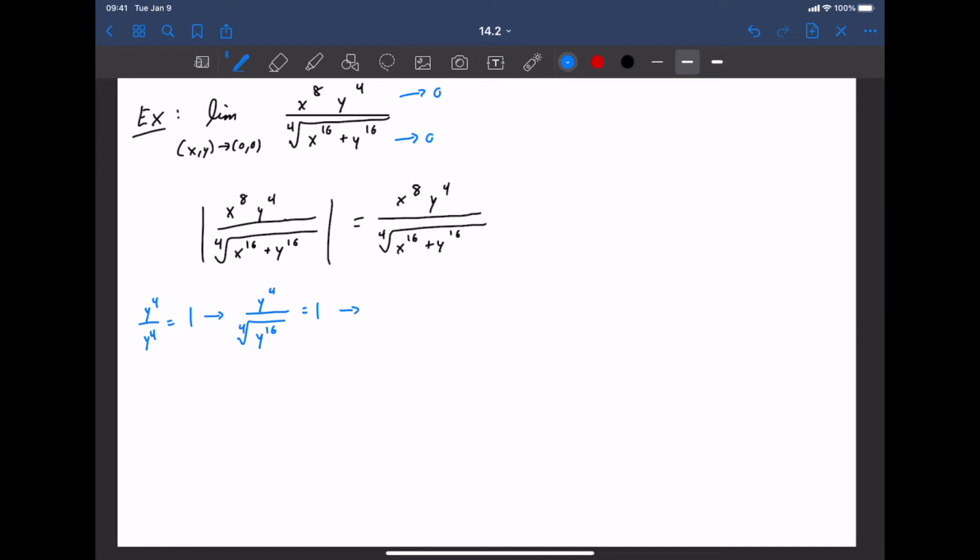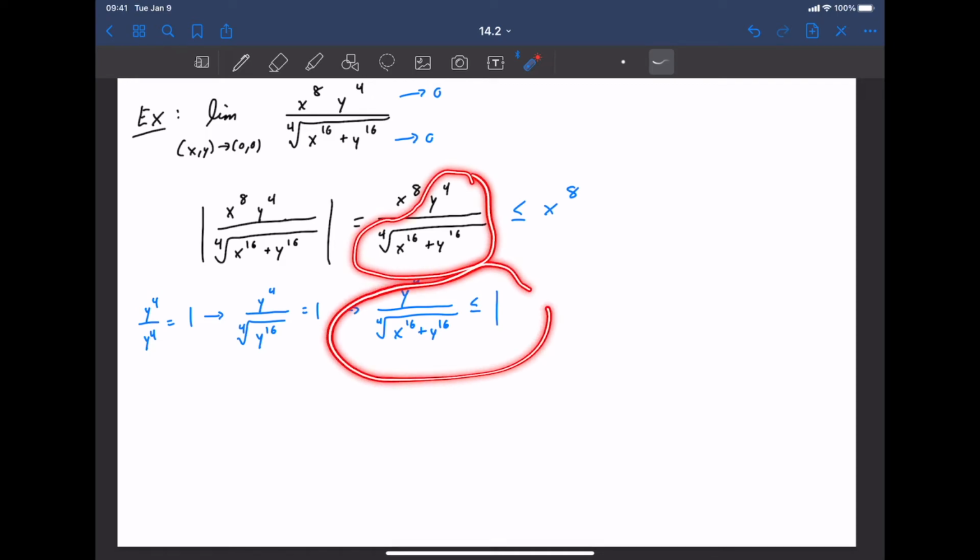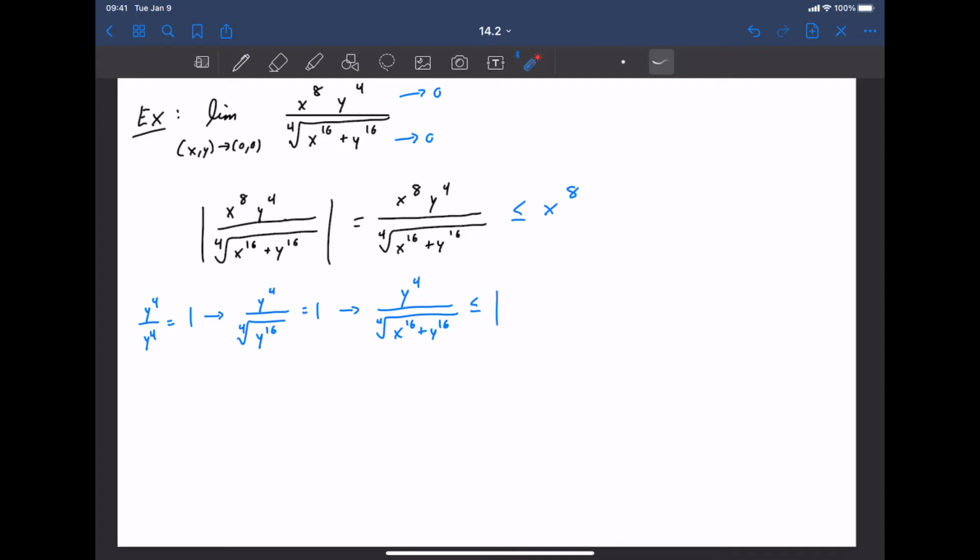Oh, if I add something small, if I add something positive in the denominator, under the root, what effect does it have on this inequality? This equality will turn into an inequality. That's what we're doing. And so if I multiply both sides by the positive value of x to the 8th, you'll see that this whole thing is less than or equal to x to the 8th. Because this whole thing is less than or equal to 1. Okay? That's the trick.